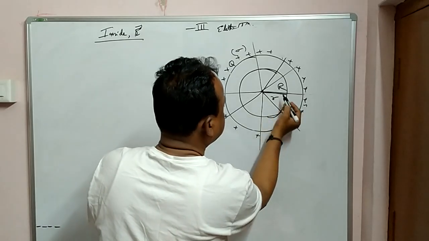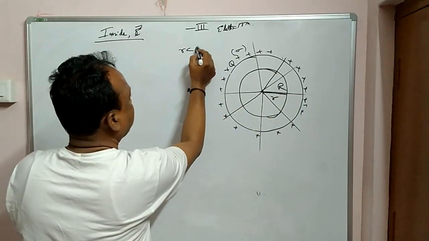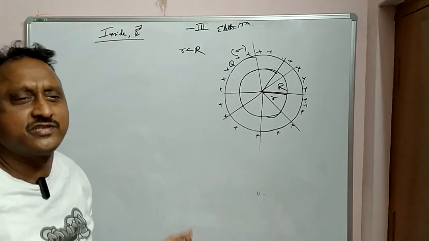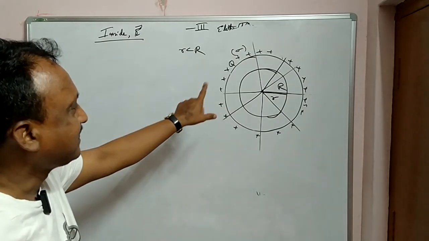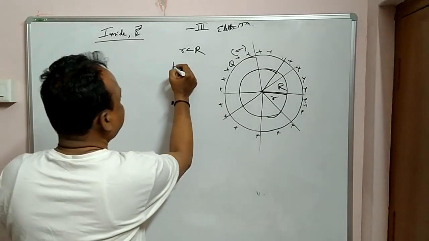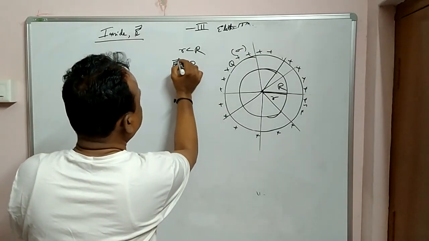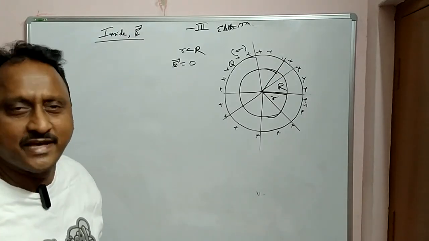Suppose the radius is r. Now r is less than capital R. So inside there is no charge. Inside there is no charge, so what does E become? 0. What about E? 0 inside.